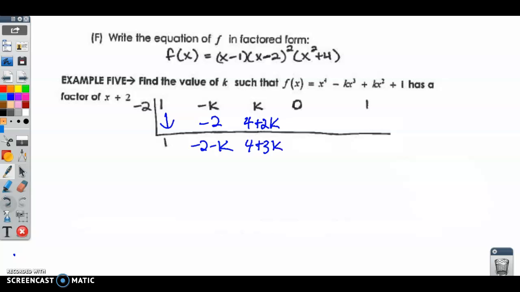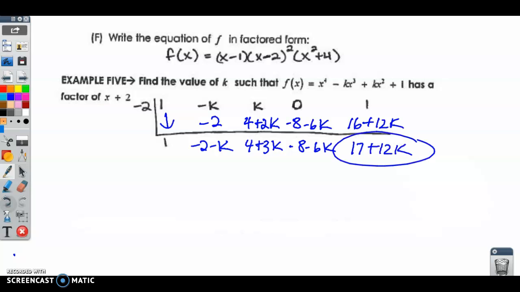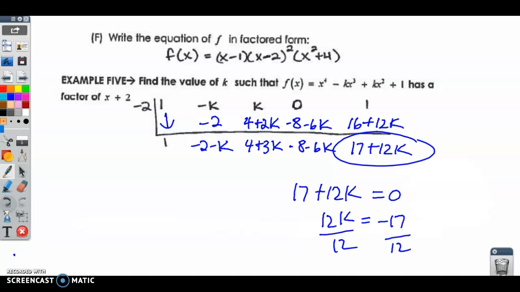And now I am multiplying again, so that becomes negative 8 minus 6k, and this becomes 16 plus 12k, and that becomes 17 plus 12k. So my remainder is 17 plus 12k. Well, I want my remainder to be 0 because I want it to go in evenly. So I'm going to go ahead and solve this equation here for k. That makes k should be negative 17/12.